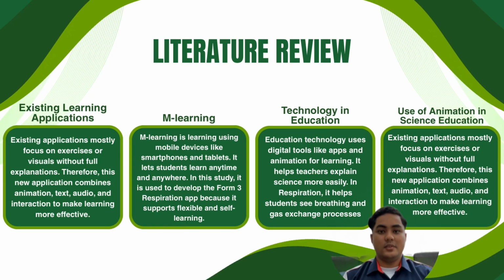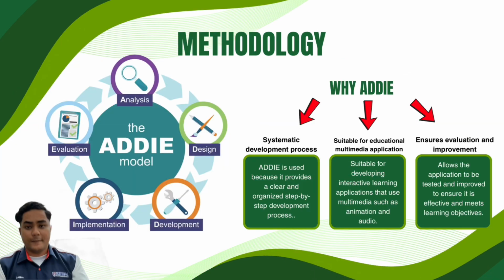In the literature review, several key areas were studied. First, existing learning applications mostly focus on exercises or visuals but lack detailed explanation. Second, mobile learning or M-learning allows students to learn anytime and anywhere using a smartphone. Third, educational technology such as animation and digital tools help teachers explain complex science topics more easily. Last but not least, animation in science education helps students visualize processes such as breathing and gas exchange more clearly. Combining these elements can improve students' understanding significantly.